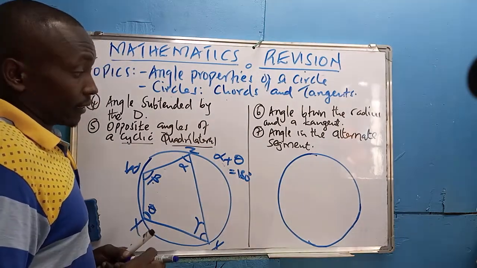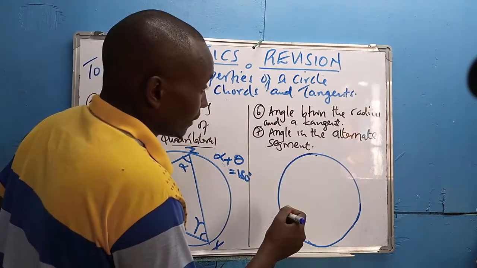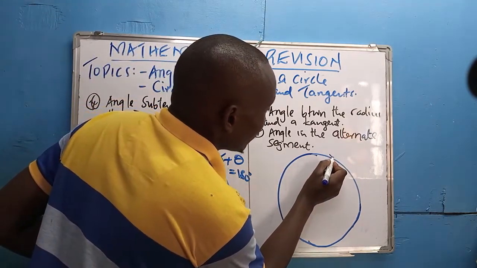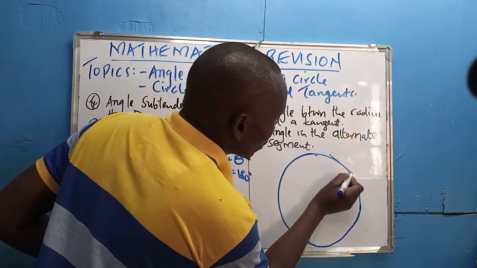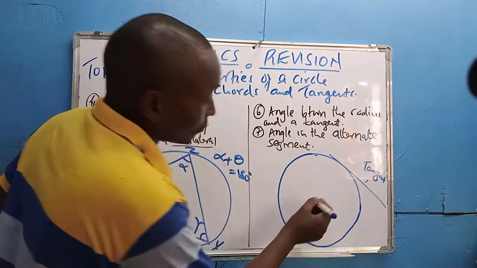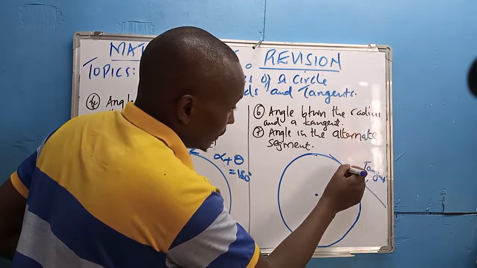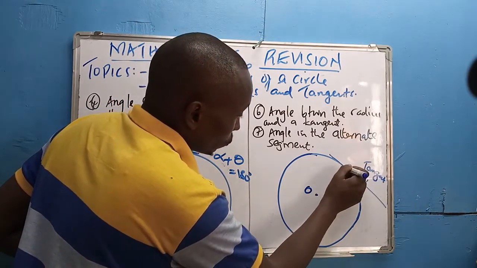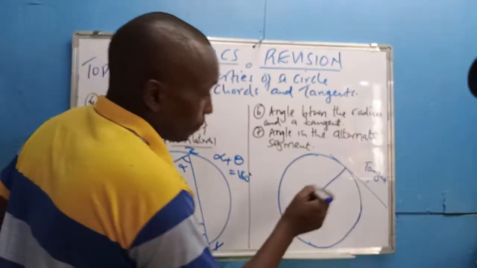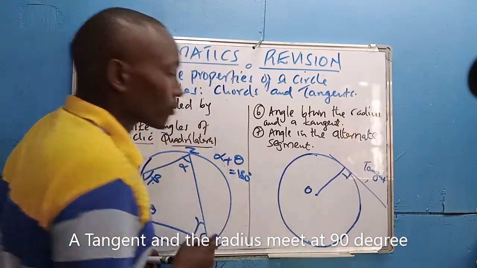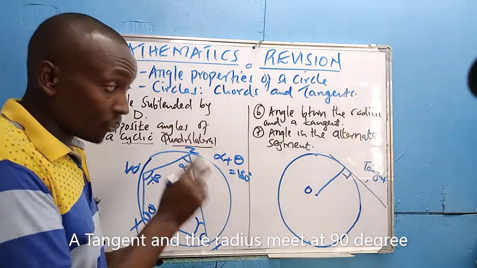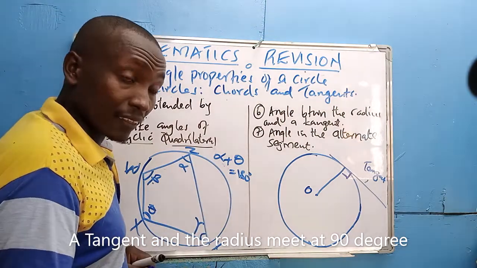Property number 6. The angle between the radius and a tangent. Remember, what is a tangent? It is just a line touching a point on the circumference. So like this is a tangent. If I have the center there, and that is the radius, the property you should know is that the angle between the radius and the tangent of a circle at the point of contact is always 90 degrees.